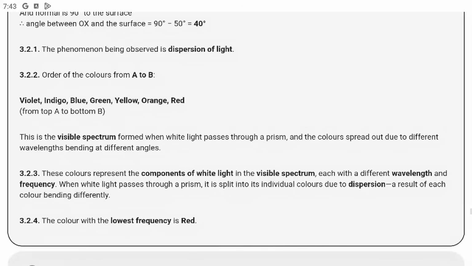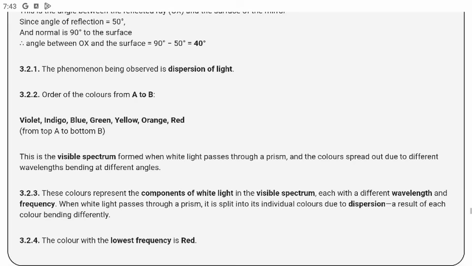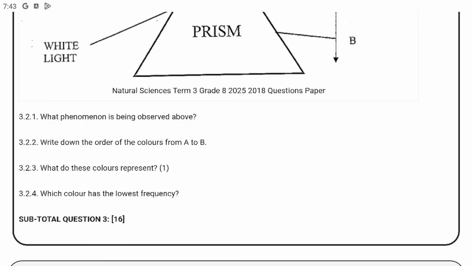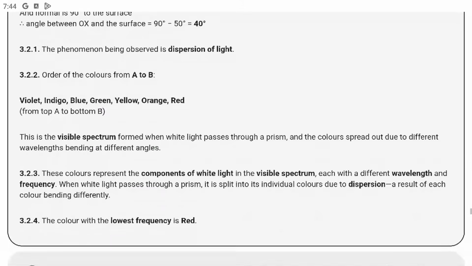These colors represent the components of white light in the visible spectrum, each with a different wavelength and frequency. When white light passes through a prism, it is split into its individual colors due to dispersion, a result of each color bending differently. 3.2.4. Which color has the lowest frequency? The color with the lowest frequency is red, right?